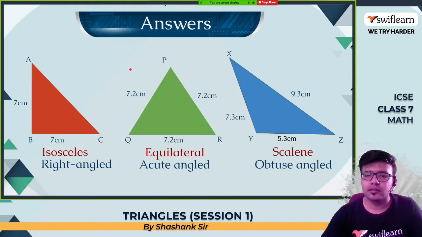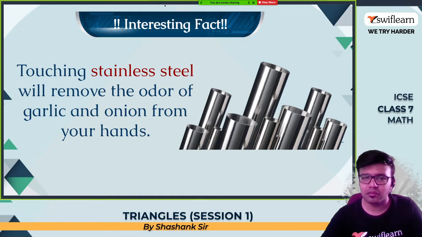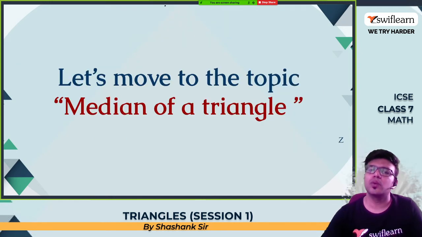Next thing, an interesting fact. If your hands smell like onion or garlic, touch some fresh stainless steel item, like a steel pipe, and the odor will go away.